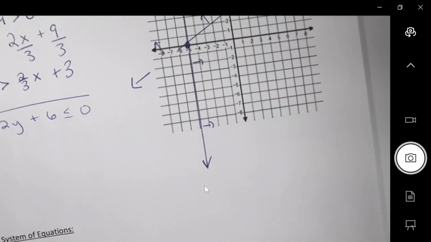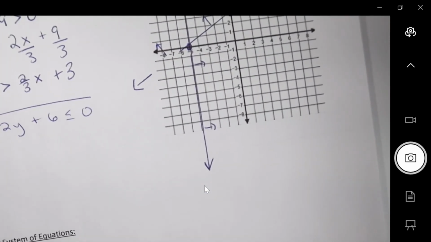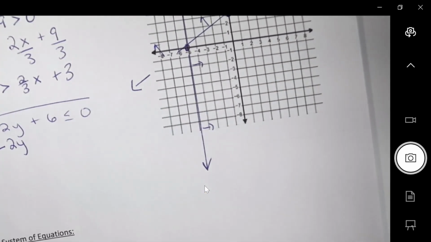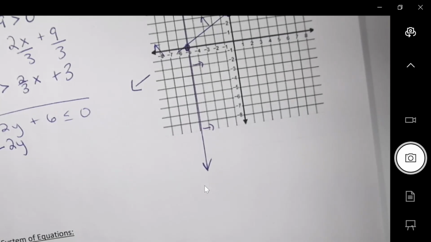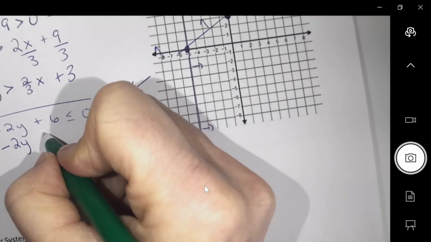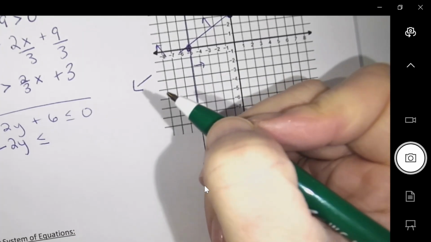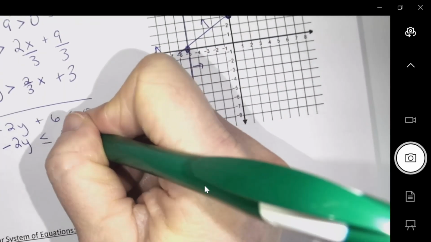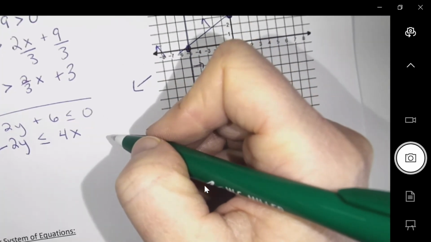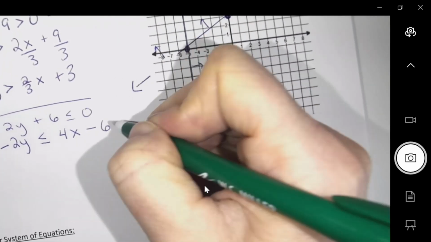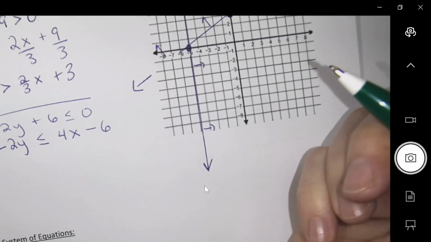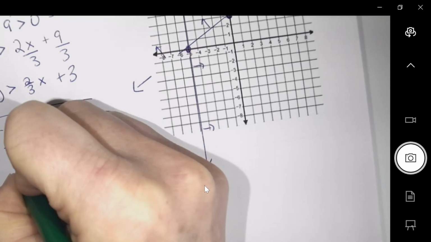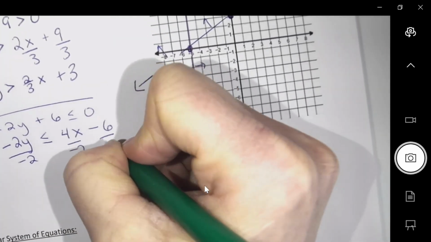And the last line. Ready? I'm going to do negative 2y. It's not moving, so just leave it there. Less than or equal to. How many x's moved? 4x. How many numbers? Because I have to move it. Subtract 6. Okay, on my way to get y alone, I now will divide by negative 2.